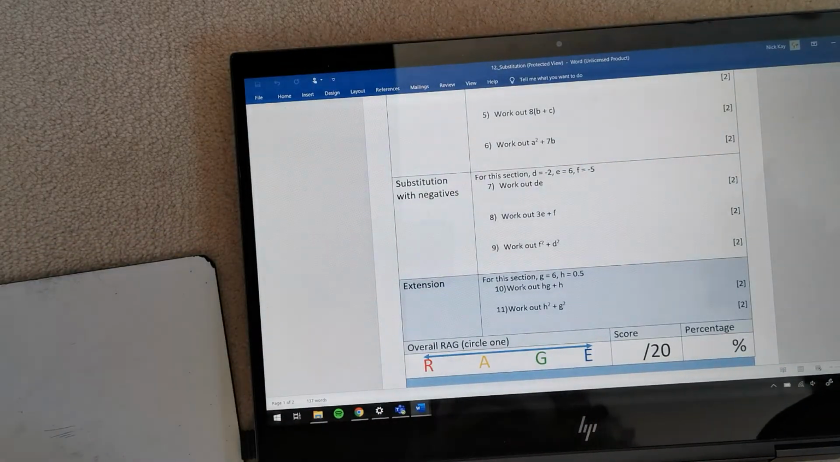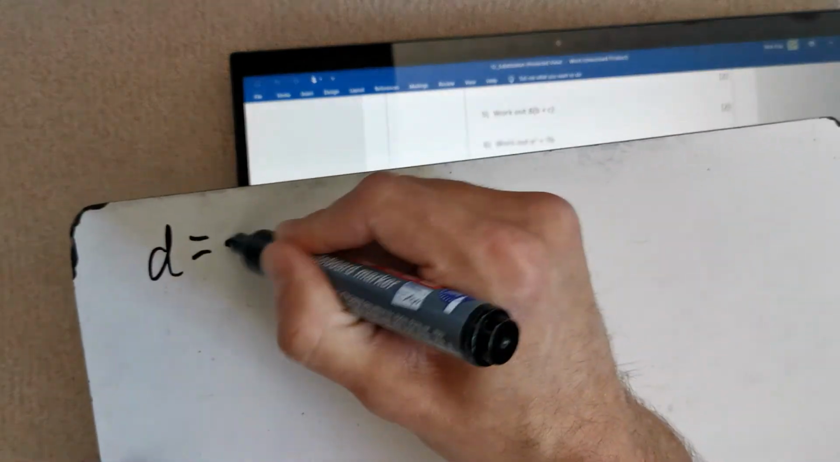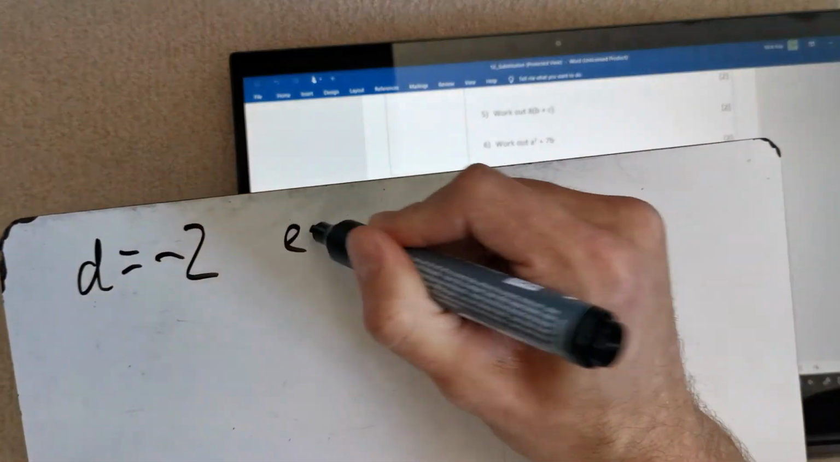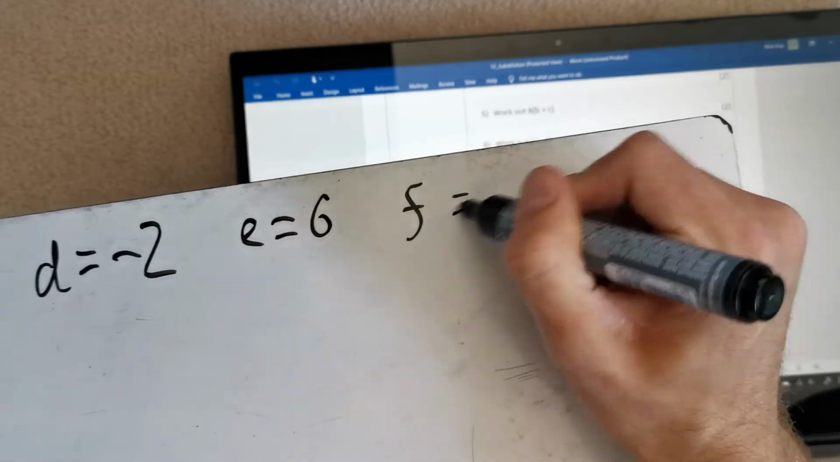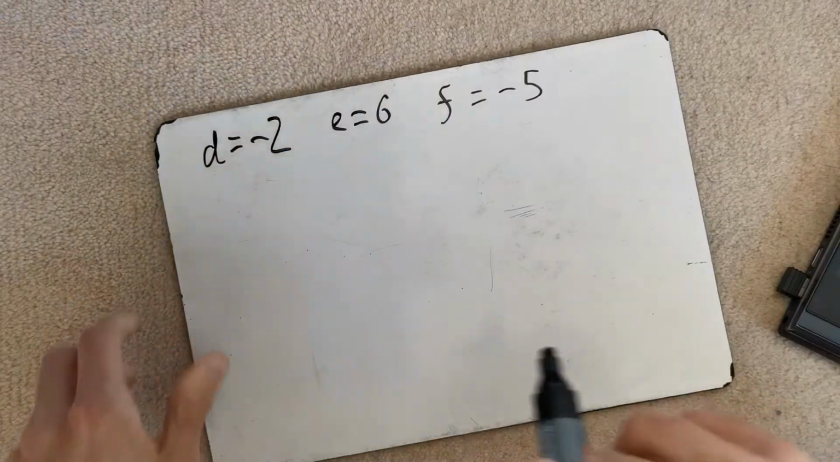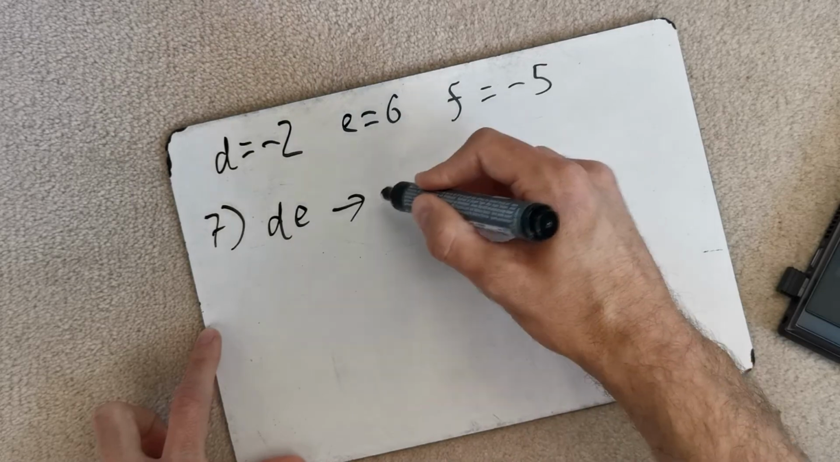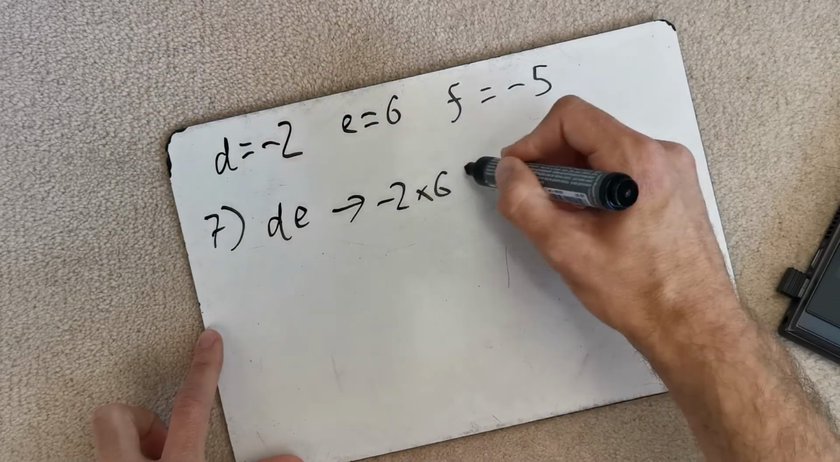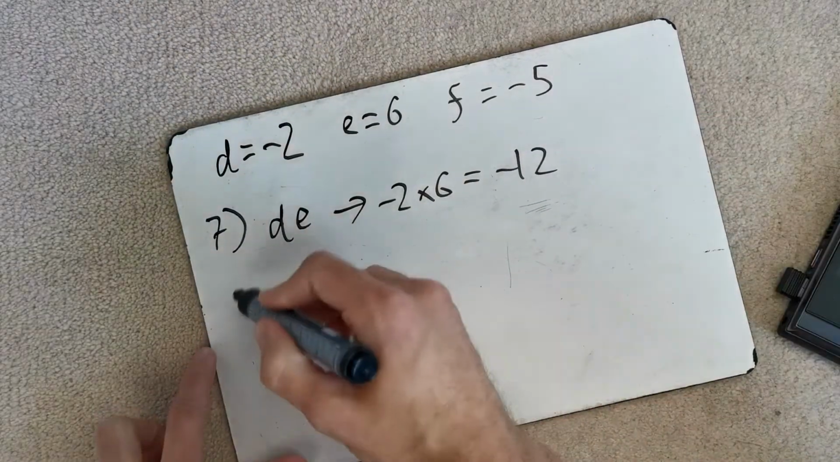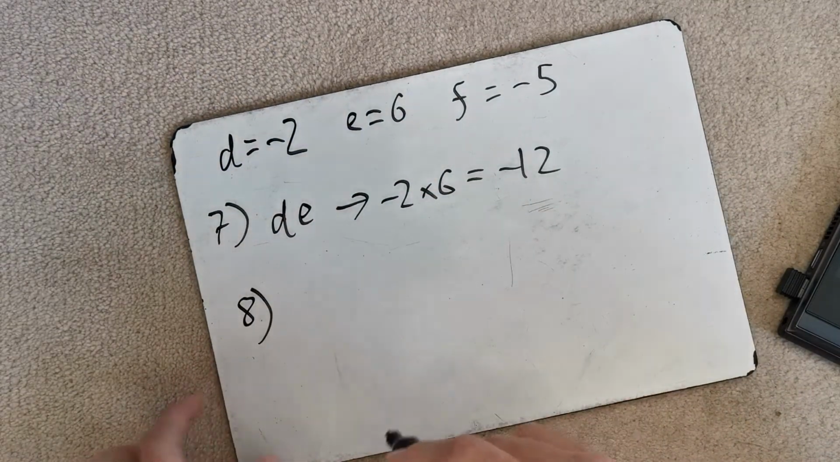Okay. Next section. This section has got some negatives in it. It says that D is minus 2, so D equals minus 2. E is 6. And then F is minus 5. Let's work this out then. Question 7 says work out DE. This means just D times E, so minus 2 times 6, which is minus 12. I'll give a mark if you put 12, but it is minus 12 for the full 2 marks there.